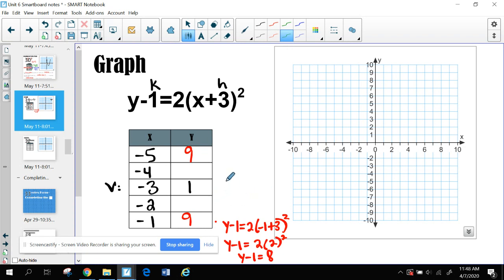Then I'm going to substitute in -2. I'm going to show all my work. So I get 2. -2 plus 3 is 1. 1 squared is still 1. 2 times 1 is 2. If I add 1 over, I get 3 for both of these. So I have -5, 9, -4, 3, -3, 1, -2, 3, and -1, 9. Or you can make your parabola.